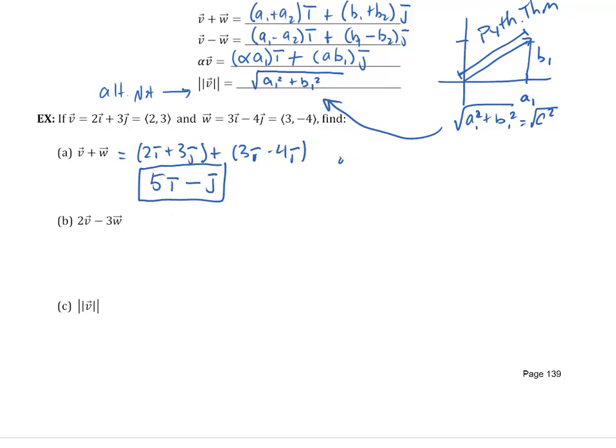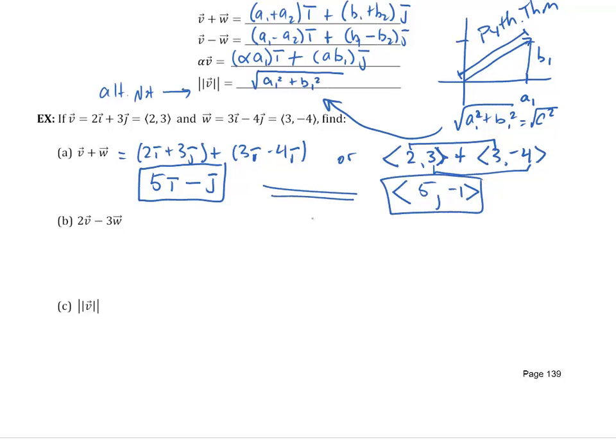You could also think of this in terms of angle bracket notation. V is 2 comma 3, because 2i plus 3j is 2 comma 3, and 3i minus 4j is 3 comma negative 4. To add these two vectors together, just add their components. Add the 2 and the 3, you get 5. Add the 3 and the negative 4 together, you get negative 1. And notice how these two answers are the same.